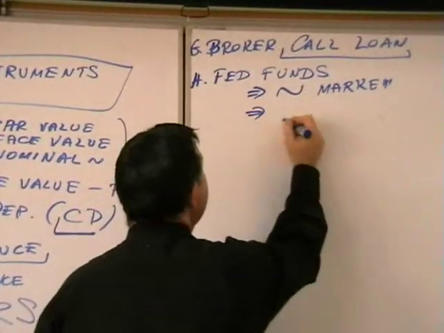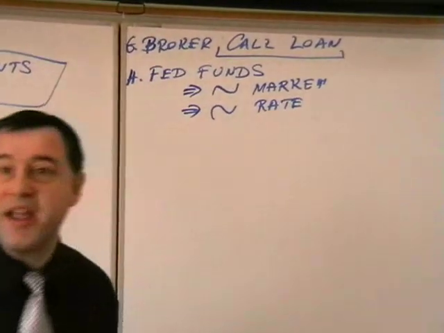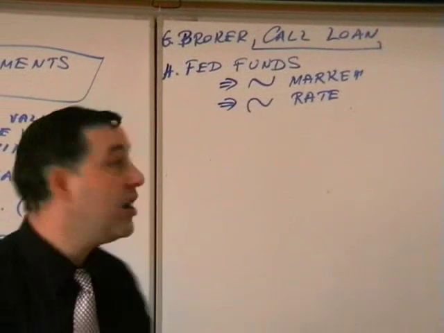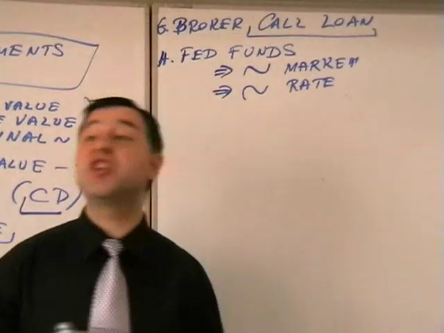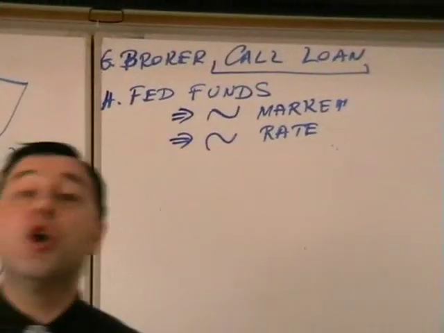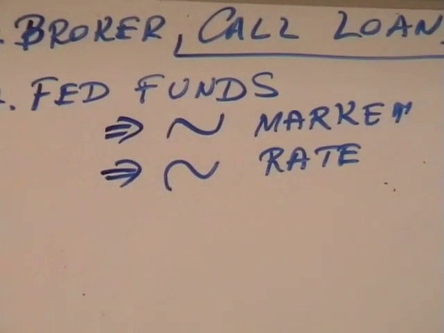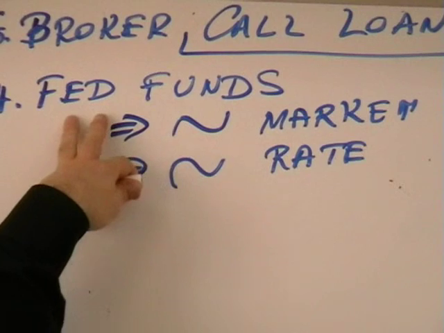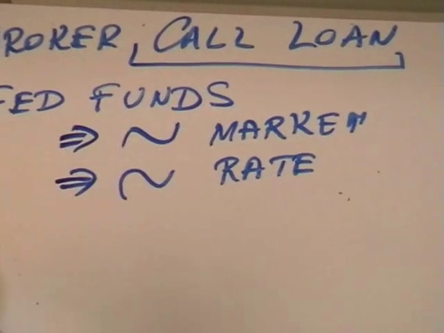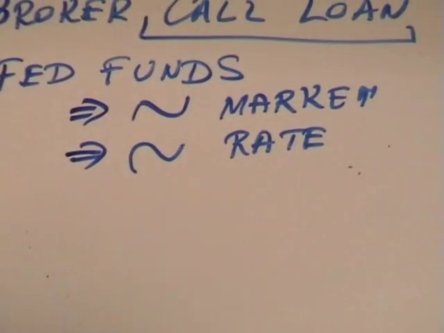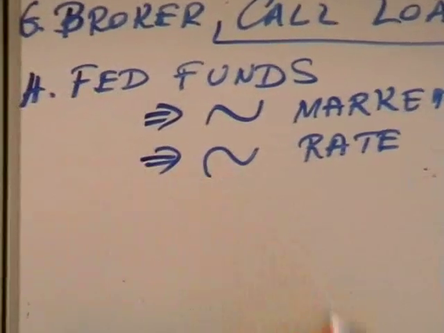And then you have the so-called Fed funds rate. Fed funds rate is short for Fed funds interest rate. And the Fed funds interest rate is the interest rate which one commercial bank charges another commercial bank for borrowing Fed funds. Now, once you get into loans, it's becoming complicated. This is Fed funds, and I borrow it from you.